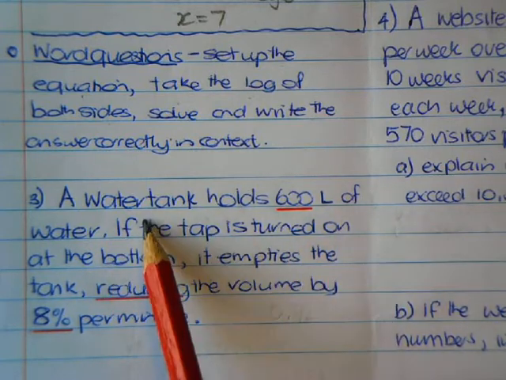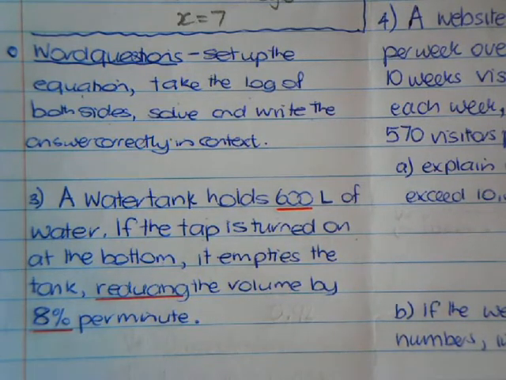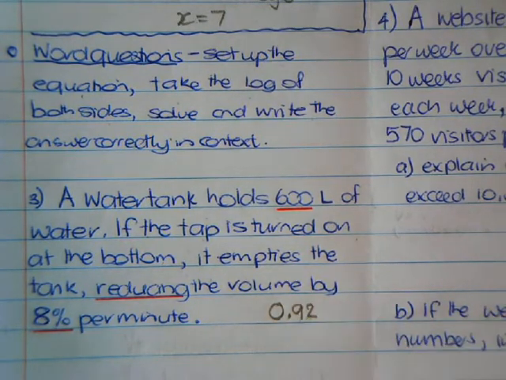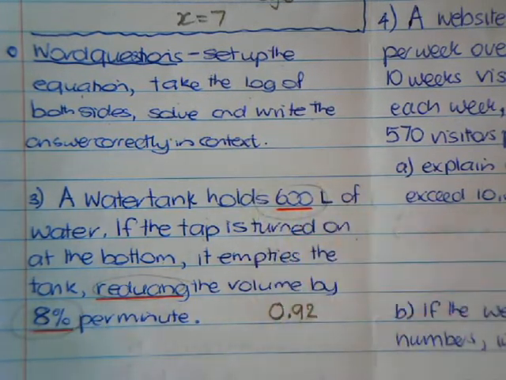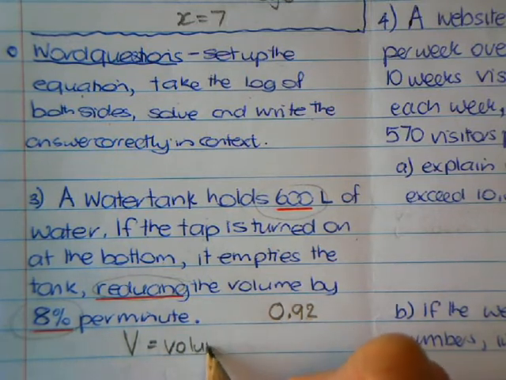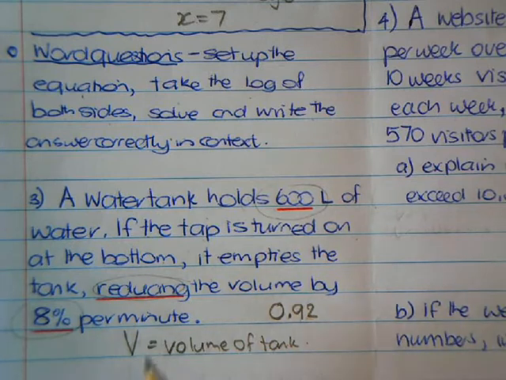A water tank holds 600 litres of water. If the tap is turned on at the bottom, it empties the tank, reducing the volume by 8% per minute. So we think of this 8% per minute as multiplying by 0.92 each time, because it's reducing. So the tank started off with 600 litres in it. Those are the key pieces of information. Let V equal the volume of the tank. Let t equal time in minutes.